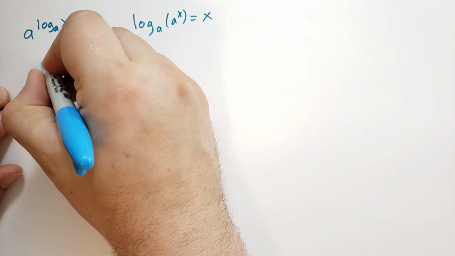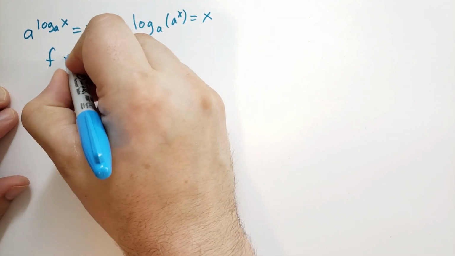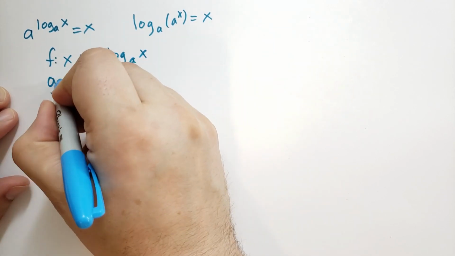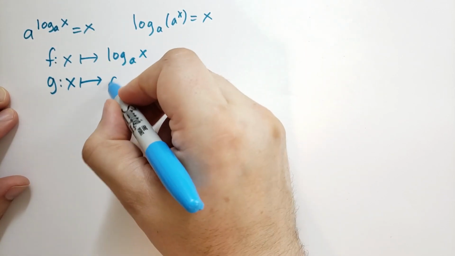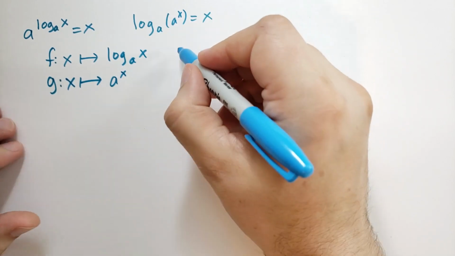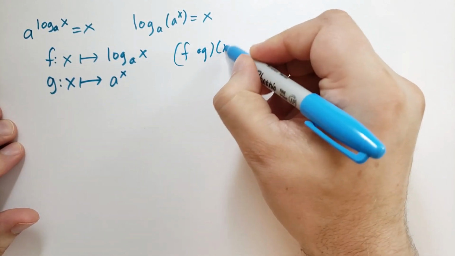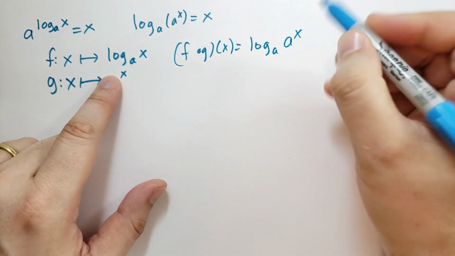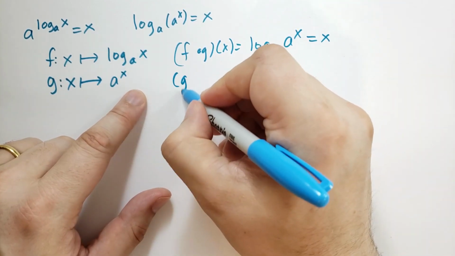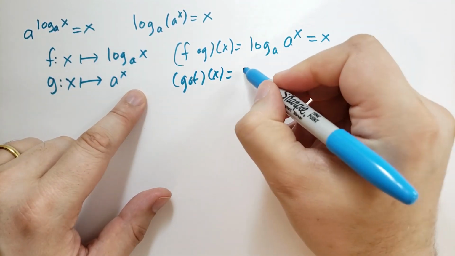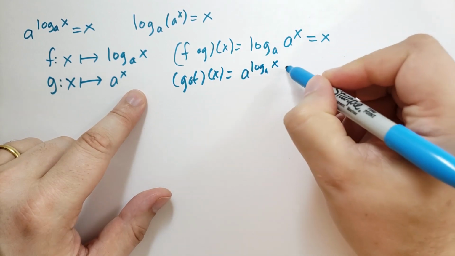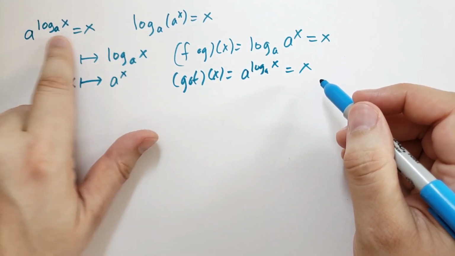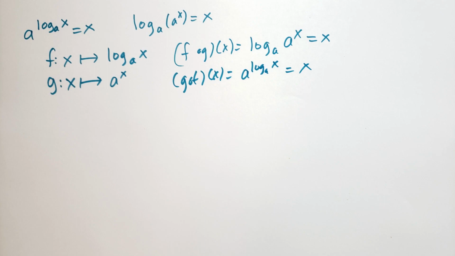So if F is defined to take X mapped to log base A of X, and G is defined to take X and map that to A to the power of X, then we can see how F of G of X is going to be log base A of A to the X, which is just X, and then G of F of X is going to be A to the log base A of X, which is just going to give you X back. And so these are inverses of each other. When you compose these two functions together, you're going to get the identity back.